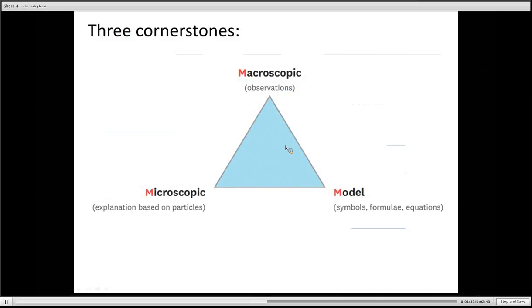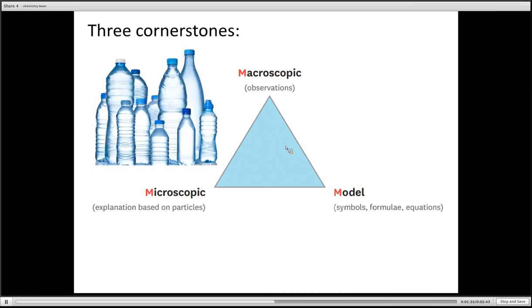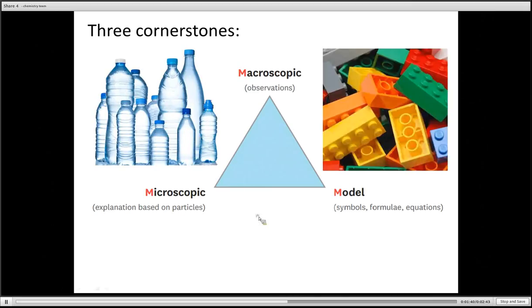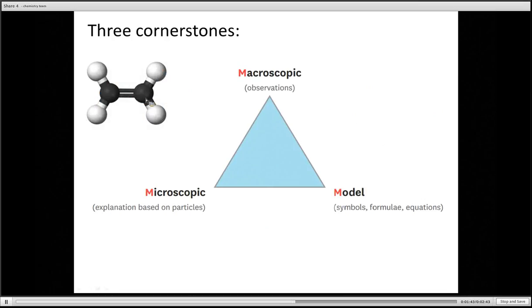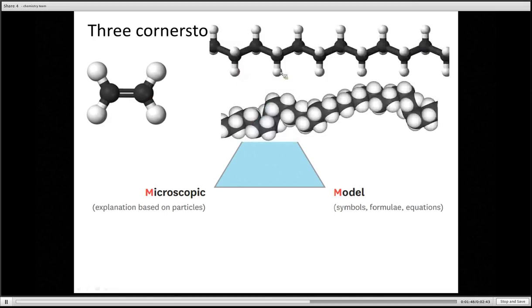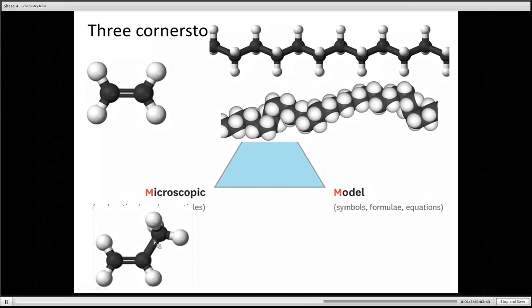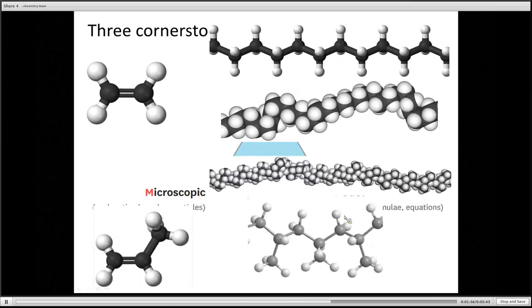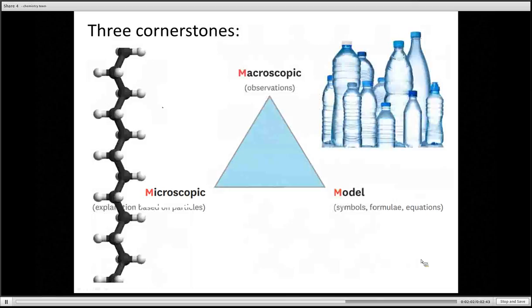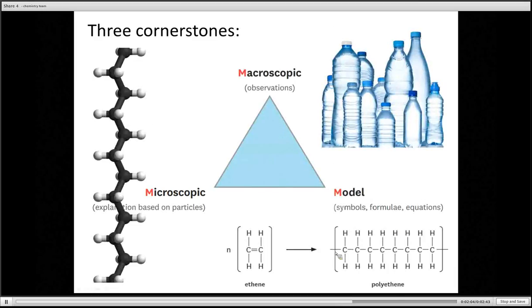Right, the 3 cornerstones in chemistry. Macroscopic is what you see, so plastics, what makes them hard, what makes them soft. The microscopic, this is the particle level, so we're looking at carbon chemistry where it's got double bonds and they can connect up to form long chains of polymers. Or if we have a different starting block, then we have a slightly different polymer. Okay, so they look similar, but they actually are different with different properties. Then the final cornerstone is, of course, the model, which is the symbols, formulae, and equations. So we could write something like this.